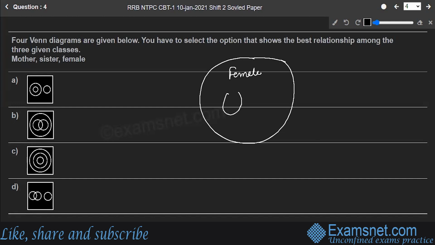Female, mother, sister. See, some mothers are sisters and some mothers are not sisters. Similarly, some sisters are mothers and some sisters are not mothers. So this is the correct representation of the Venn diagram, and it matches exactly with option B. Hope you got this. Next is question number 5.